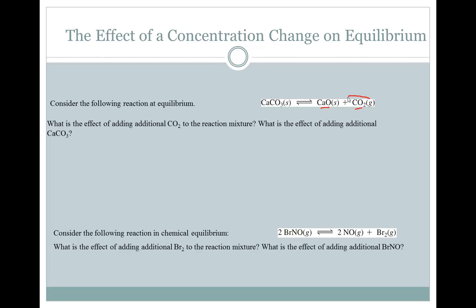So we're adding stuff to the right-hand side. Because we're putting stress on the right-hand side, the equation is going to try to counteract that by shifting to the left, to shift away from that stress. What is the effect of adding additional calcium carbonate? We're adding stuff on the left-hand side now. So the equation is going to shift in a way to relieve that stress. So therefore, it's going to shift to the right.